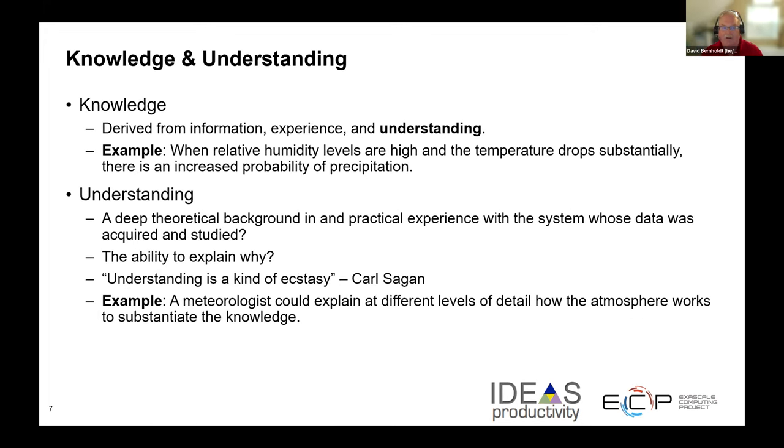And then knowledge. Knowledge is derived from information, experience, and understanding. We'll talk about understanding in a moment, but a piece of knowledge that we might extract from the information and the data we've collected is that when relative humidity levels are high and the temperature drops substantially, there's an increasing probability of precipitation.